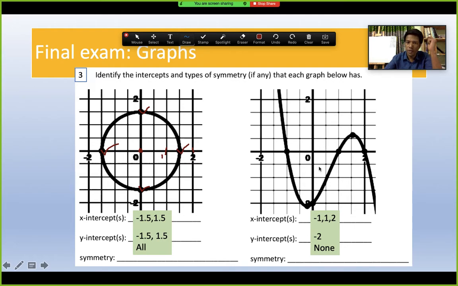Similarly, you can look at this question and you will see that the x-intercepts are this one, -1, +1 and 2, the y-intercept is at -2, and there is no symmetry here because the graph is not symmetric about the x-axis, y-axis, or origin, none of them. That's why we do not have any symmetry here.